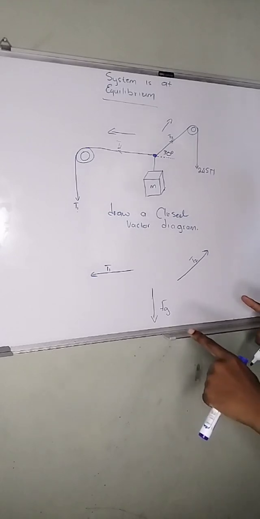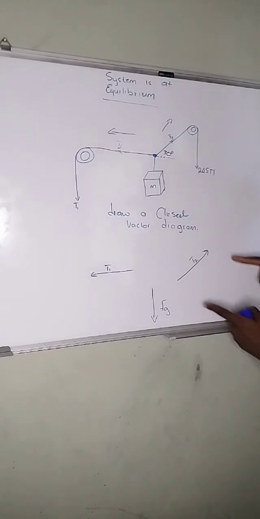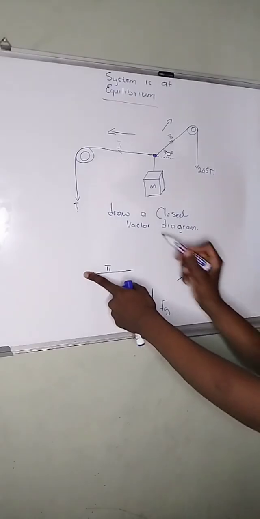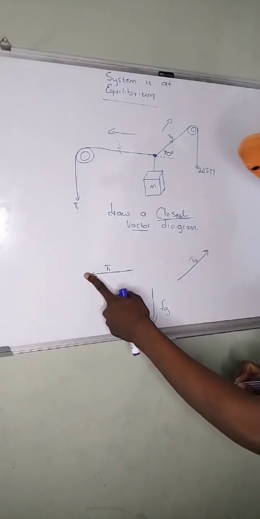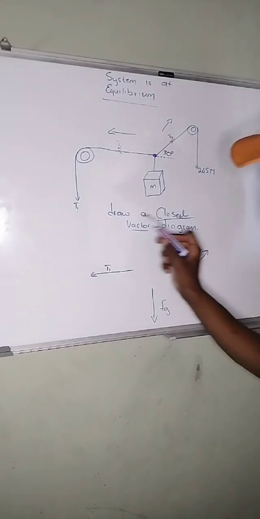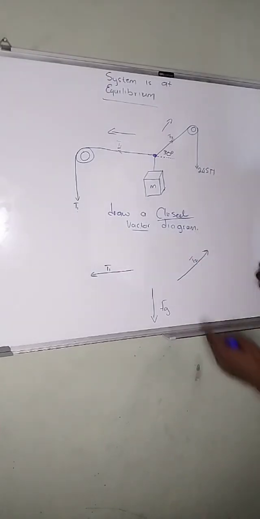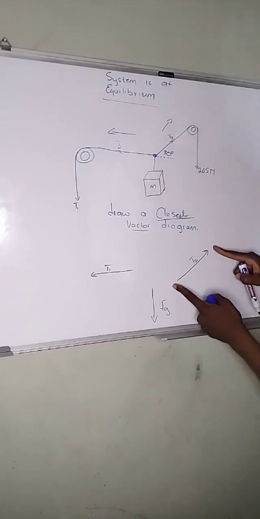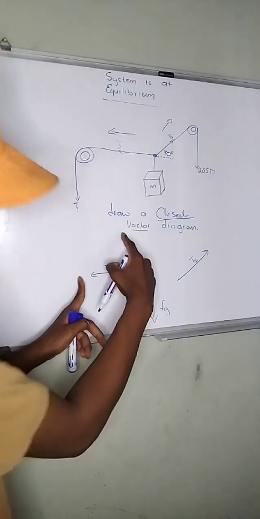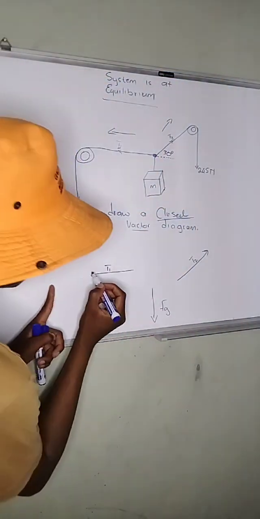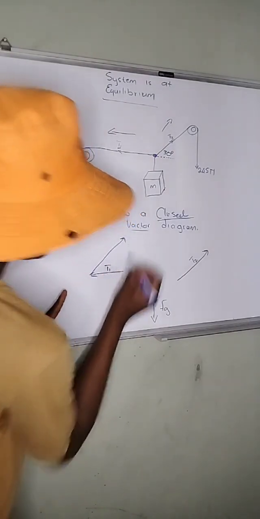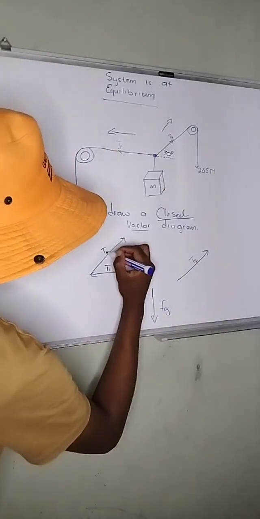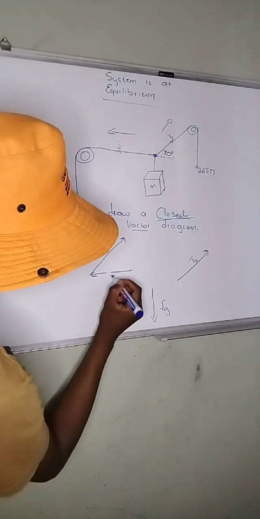Now check this out. I'm going to take this force and put it here. I'm drawing a closed vector diagram. Now I'm taking this force, which is my T2, and I'm putting it here. Then obviously I'm going to have my T2 here, in the same direction. T2, right? And we said that this one is T1.